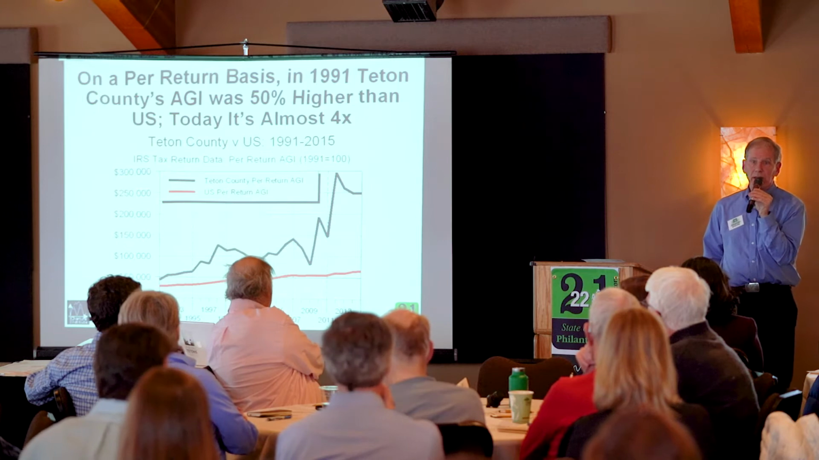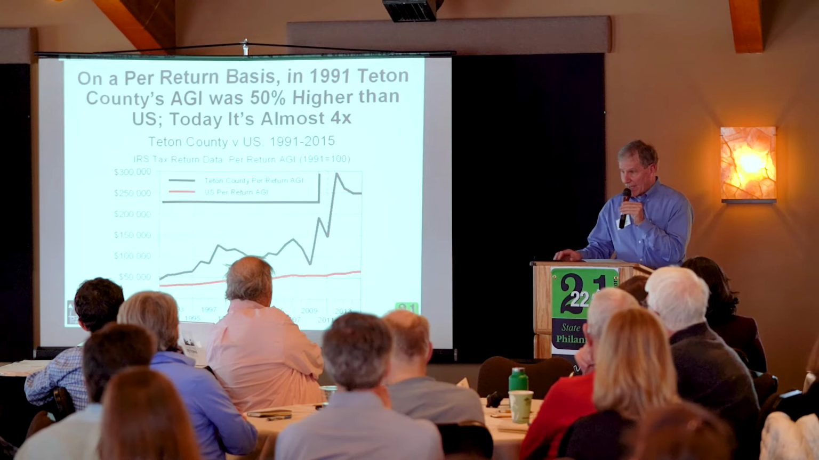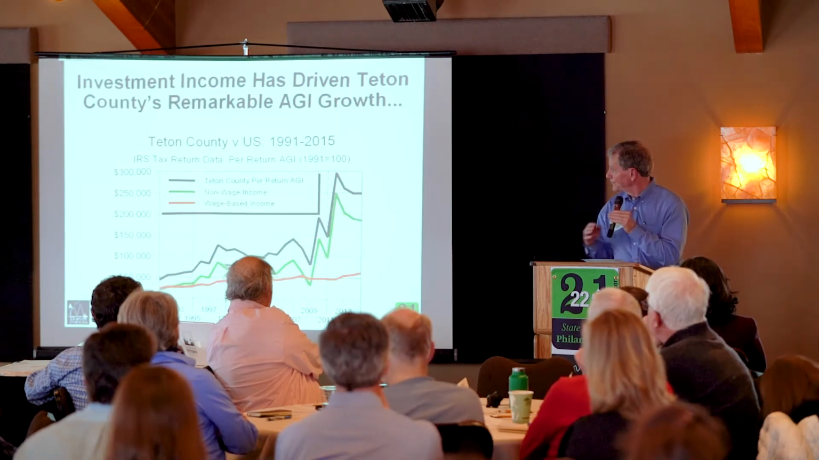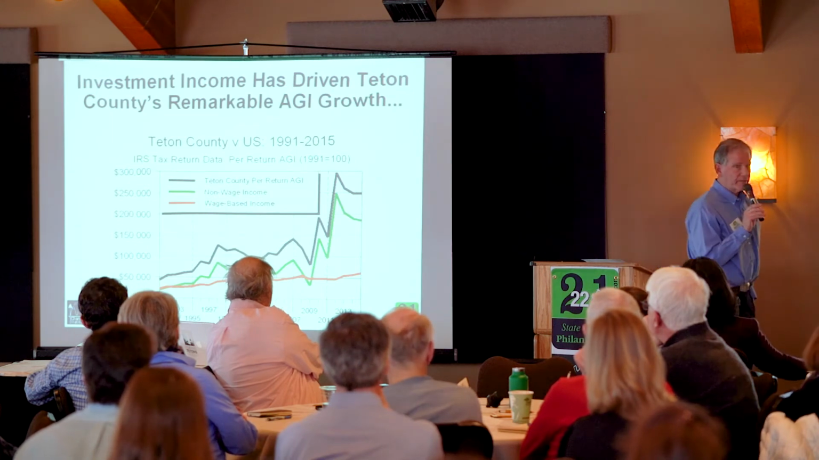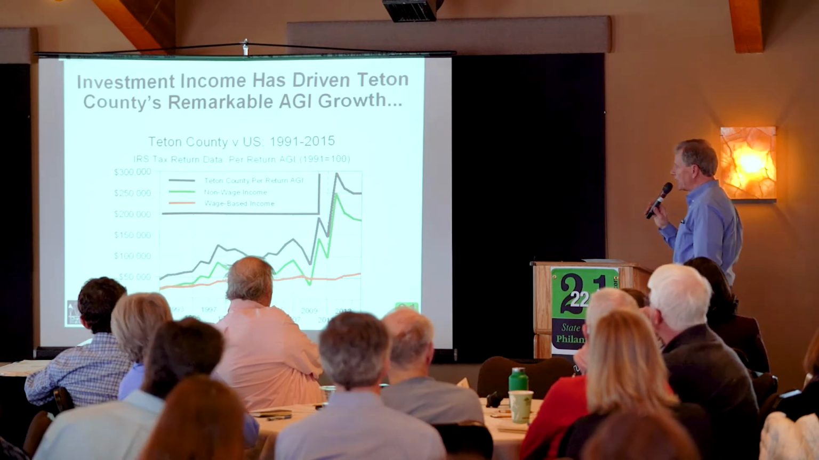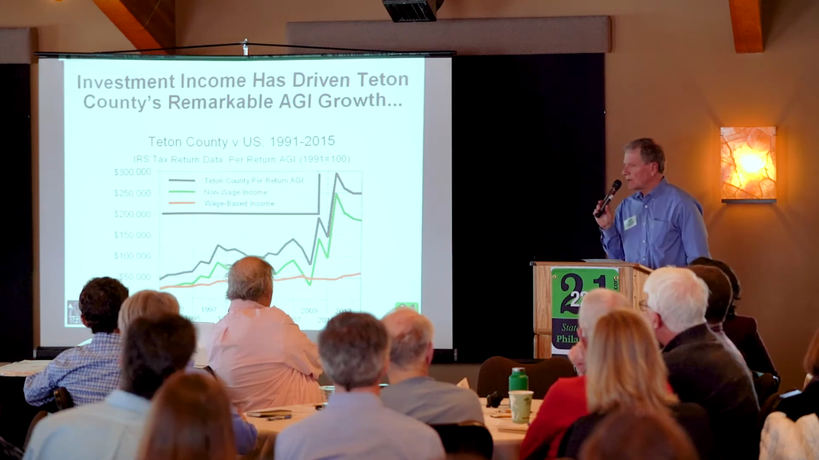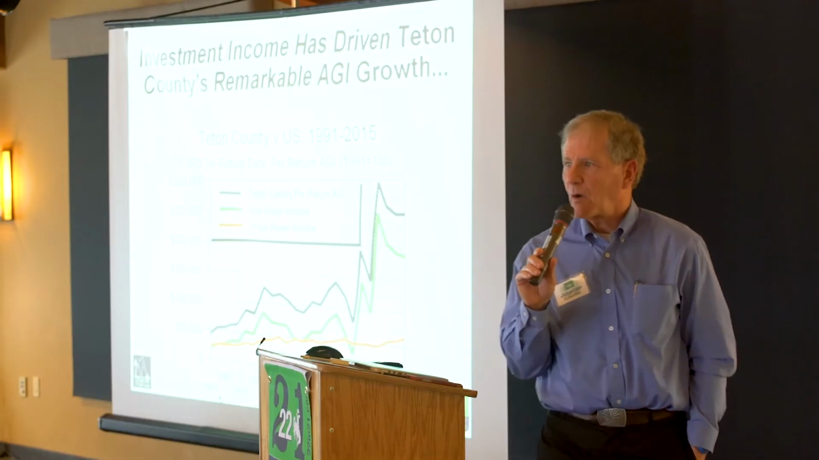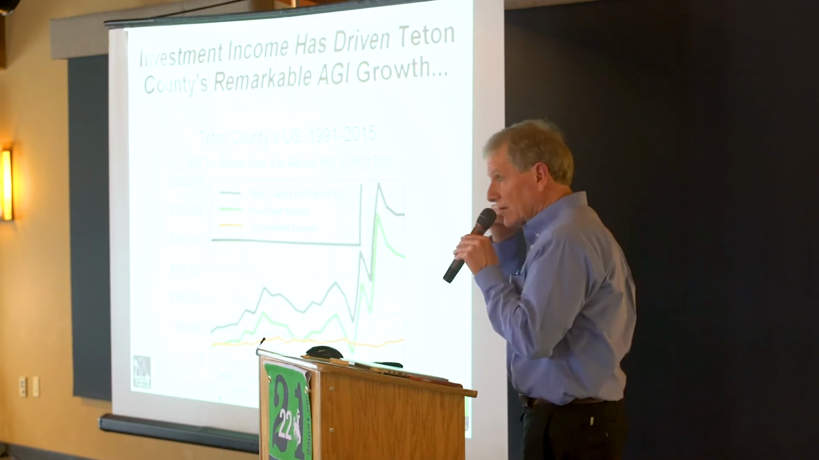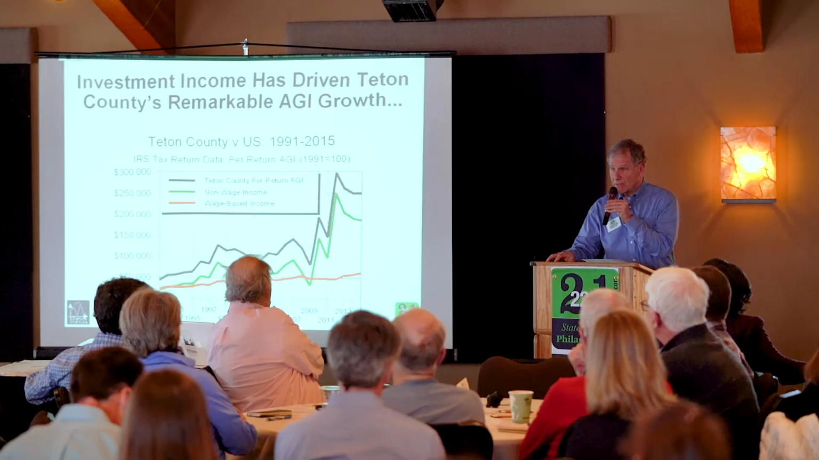25 years ago, it was 50% more. So we've gotten very, very wealthy in a relatively short period of time. Why? Because of investment income. Our wage income has grown at about the pace of the population growth, but our investment income has gone from where it was about matching our wages in 1991 to where it's 3 or 4 times greater than our wage-based income right now. That's very different than the nation as a whole.